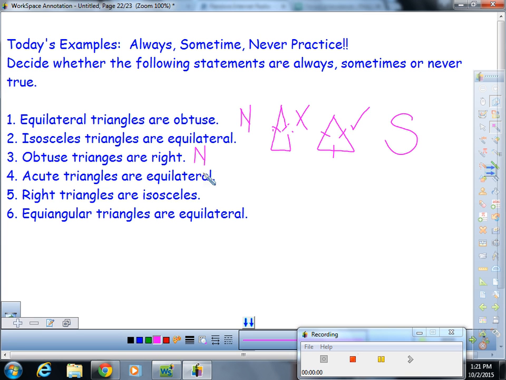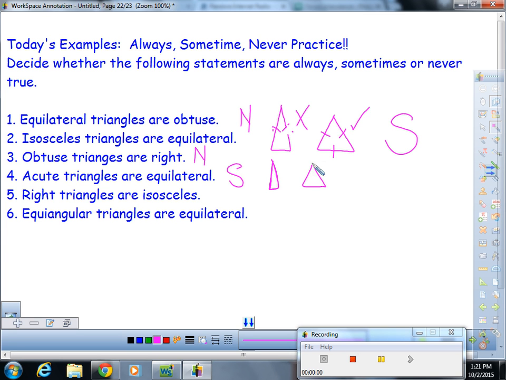Acute triangles are equilateral. This is the one where a lot of people would say always, because in their heads they read it backwards. This is sometimes true. Here is an acute triangle that is not equilateral, but it is acute. So it meets the if part. And then here is a triangle that is equilateral and is acute, and that's how we get to sometimes. We have one example that works and one example that doesn't.